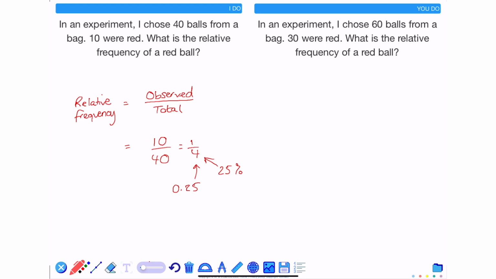Pause the video here and have a go at the question on the right-hand side. When you're ready for the answer, press play.